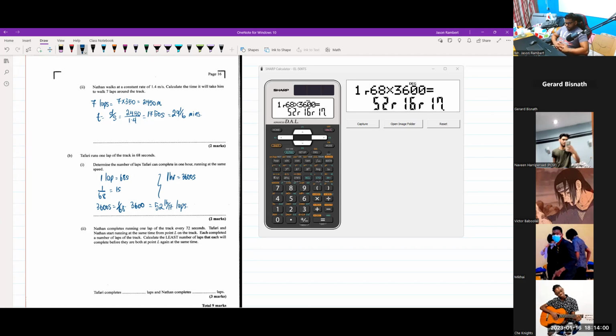And the part B, right? The first one. They say how many laps he could complete in an hour, right? So wouldn't there be 52 laps? Now, technically, yes. Even if you put 16 over 17 here, you're not going to get it wrong. I cannot give it wrong.